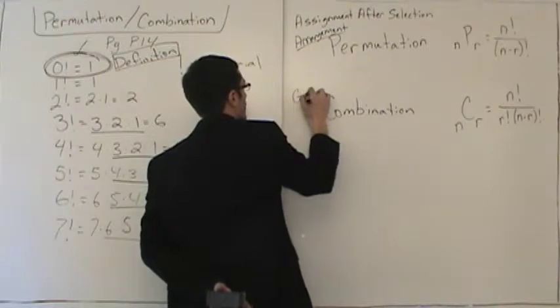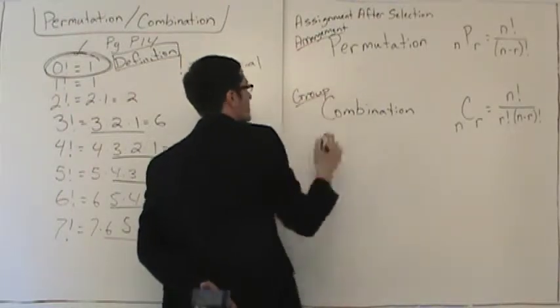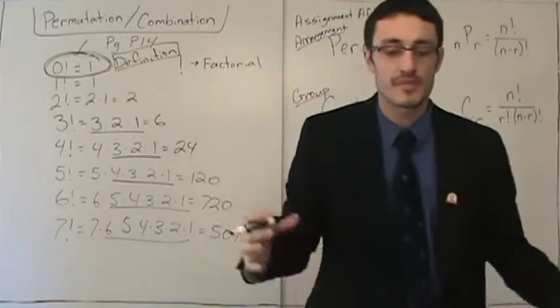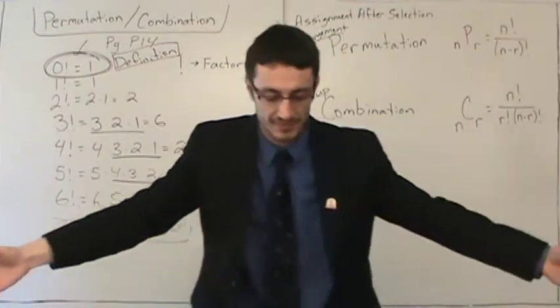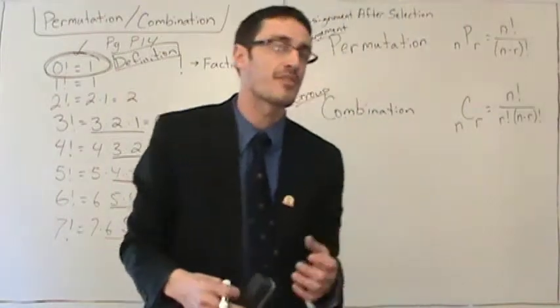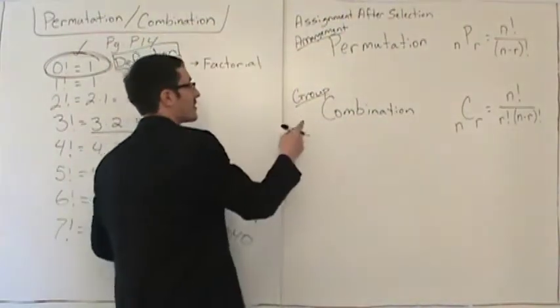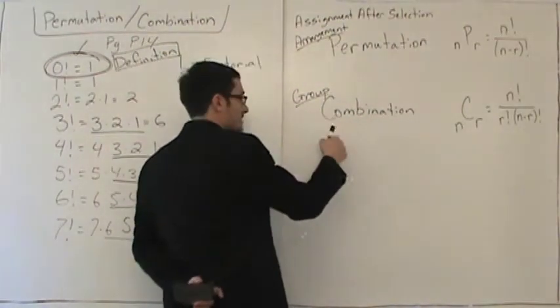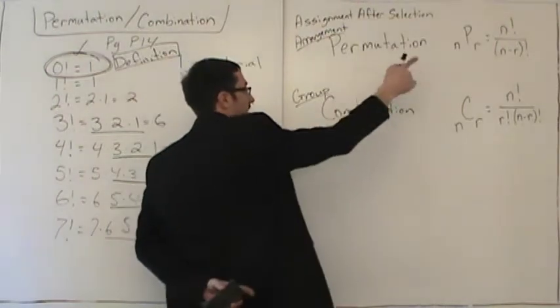Combination, you can think group. Remember the question I asked you in the last video: how many groups of 3 are there in 21 people? I told you this was 1,330 groups of 3 in 21. I'm going to show you why this is the case, not in this video, but in the next video. Right now we're just going to learn how to use the formulas.